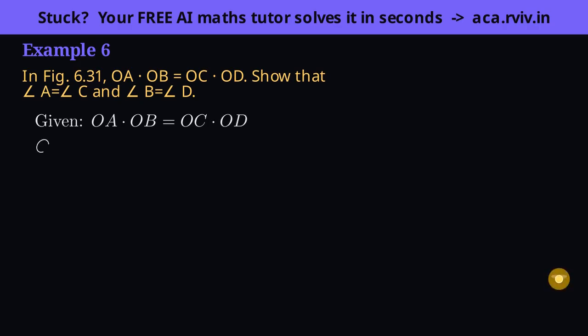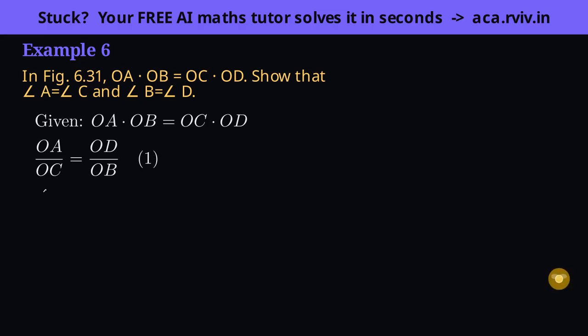To do that, divide both sides so that OA and OC, the two sides meeting at O in the two triangles, end up as one fraction, and OD and OB as the other. That gives OA over OC equals OD over OB. Call it equation 1. This is a clean ratio of two pairs of sides, which is half of an SAS.